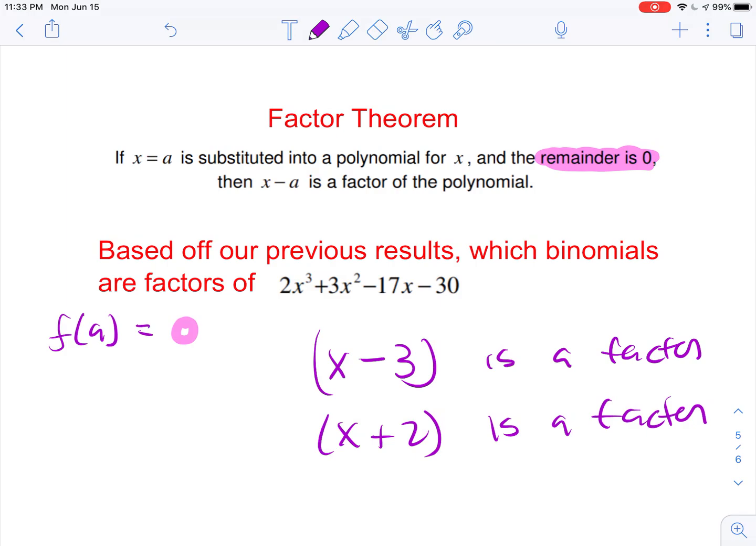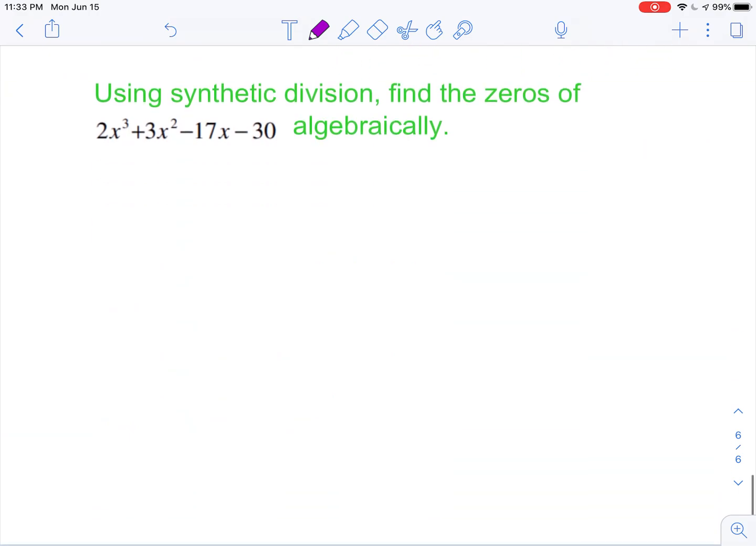Now let's tie it all together. Why is this important? Well, if we know at least one of the factors, and we know synthetic division, we can use all of this to identify all of the zeros of a particular polynomial. What do I mean by that? Well, if I were to ask you to find the zeros of this, we know that we are looking for the values that make this equal to 0.